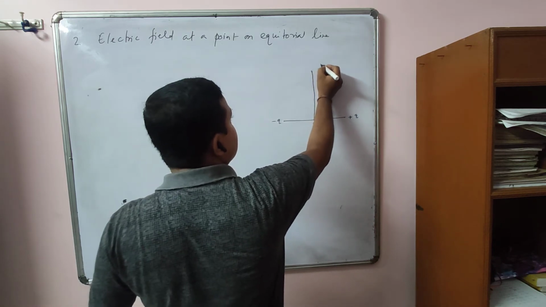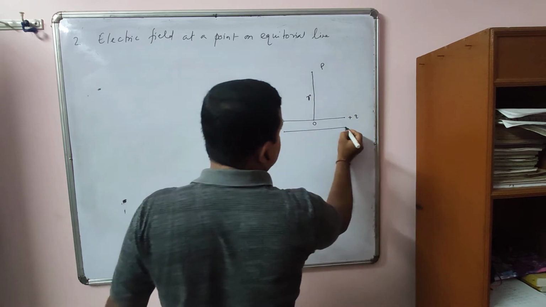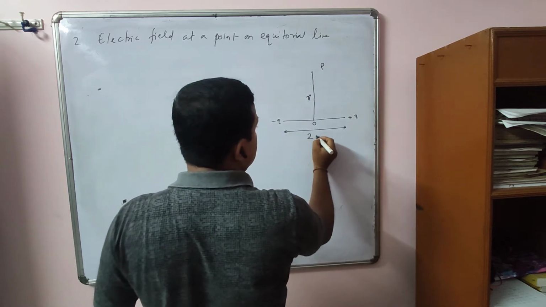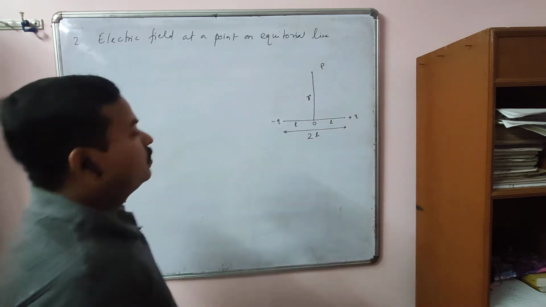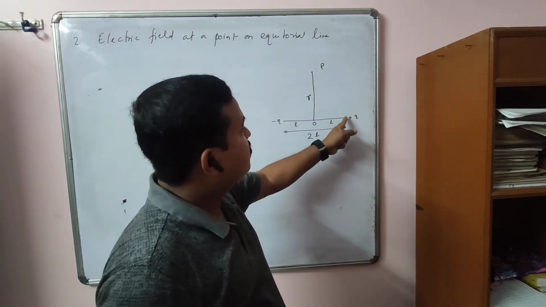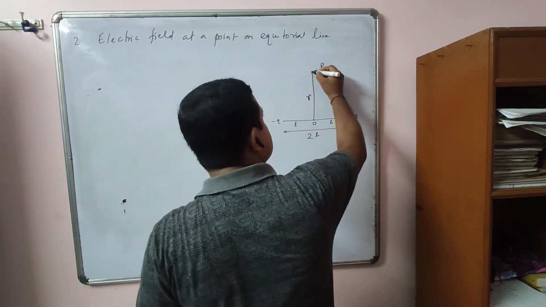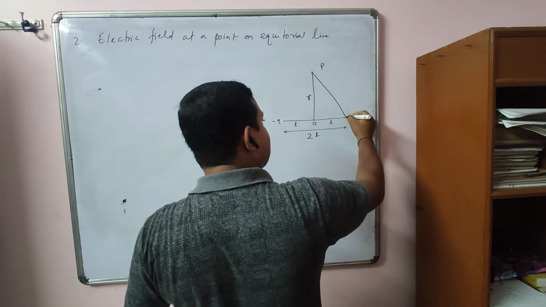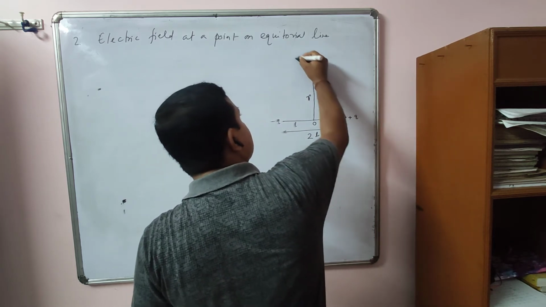This point is P, at distance r. The dipole length is 2l, so it is l from the center on each side. Same procedure: first you find the electric field at point P due to the plus q charge. The positive charge field will be outward, meaning away from the charge, so you join this line. So this is E1.